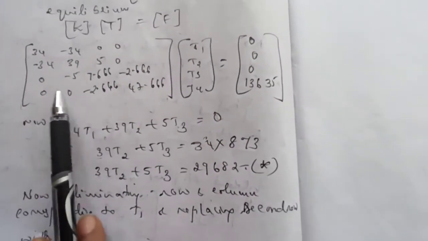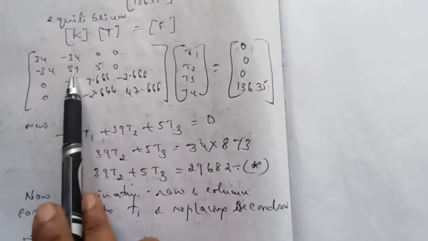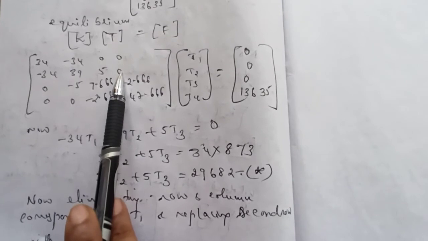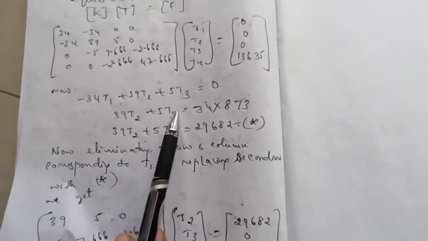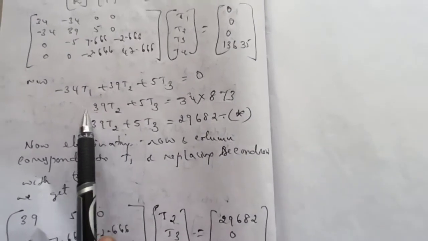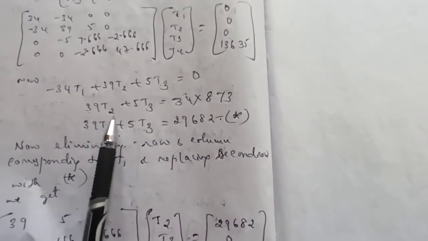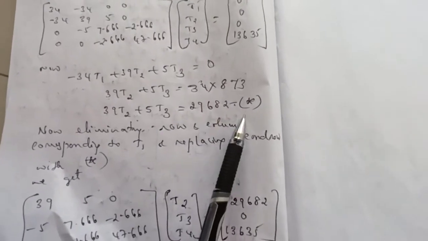Now because we are given T1, take the second equation: minus 34 T1 plus 39 T2 plus 5 T3 plus 0 T4 is equal to 0. That's the second equation I have taken. Now we are given the value of T1 as 873. Just rearrange this equation: 39 T2 plus 5 T3 is equal to 34 into 873. So you will get the equation as this. Let it be star.